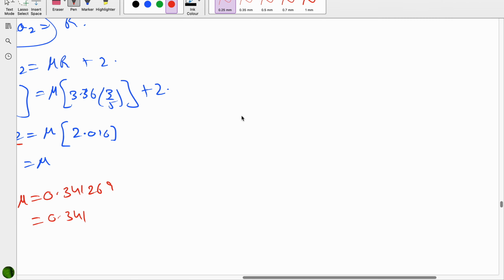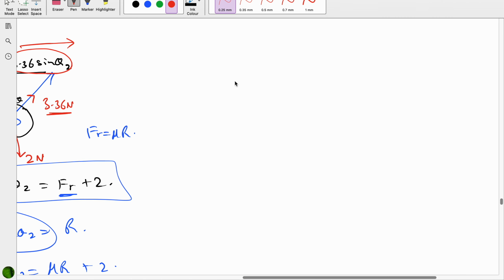So a small mass is now attached with the ring. This was the wire, this is the ring, this was 3.36, this is theta 2, everything stays the same. Now it is on the verge of moving down. If it is on the verge of moving down, friction would be upwards. And why is it moving down? Because a small mass is attached, and that is m. Weight would be mg. Again the same scenario, and we're resolving it.